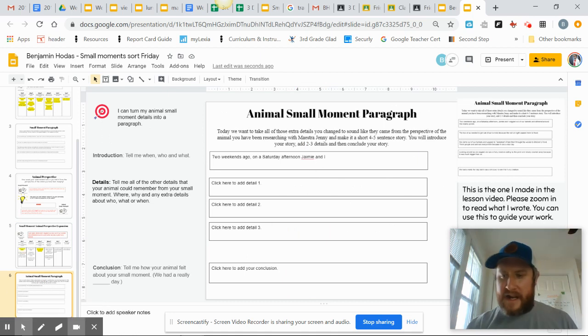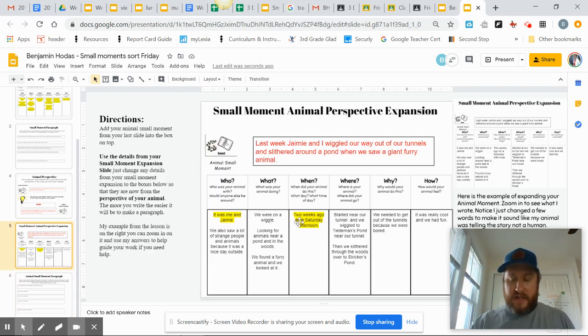All right, as you can see, I added the who. That was Jamie and I. Now, what were we doing? Okay, let's think. So we were on a wiggle. It's like a walk, but for worms, remember? And we went to the ponds near where we lived. So I think that's the next detail we should add for our reader. So I'm going to add that, then I'll read it back and we'll see what that looks like, okay?